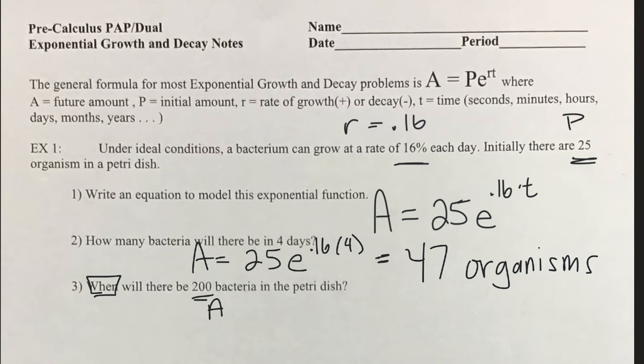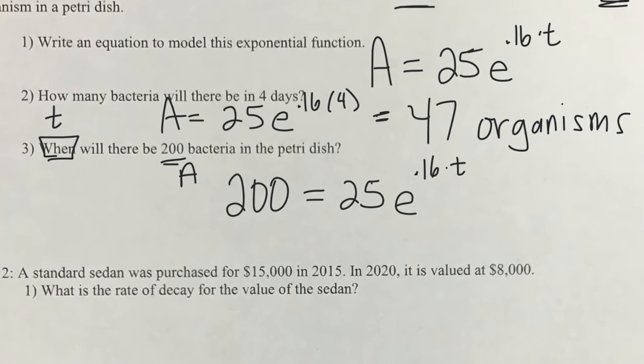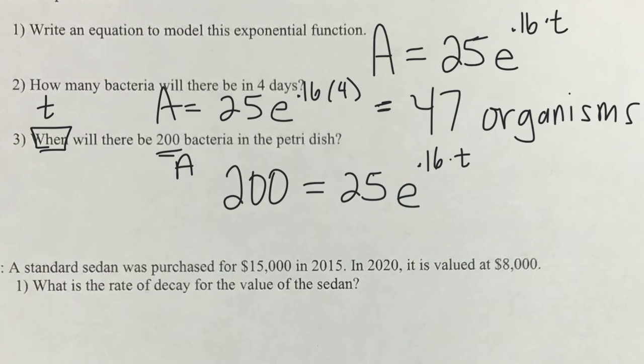Okay, and then number 3, when will there be 200 bacteria? So that is your A value, and we're trying to solve this equation for t. So we're going to set up our equation as 200 equals our original 25 e to the 0.16 times t. Okay, so these are pretty classic problems for exponential growth and decay, and there are 3 steps that we're going to use to solve them. The first thing we're going to do is divide both sides by your initial population. So divide both sides by 25.